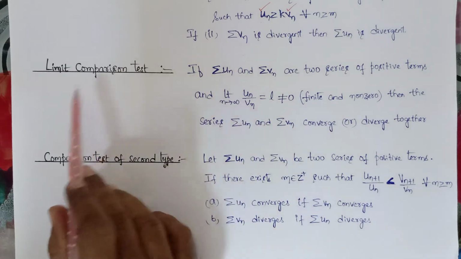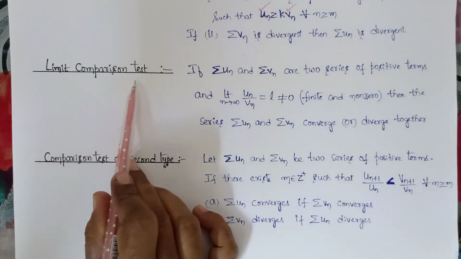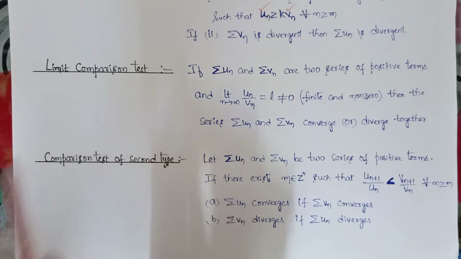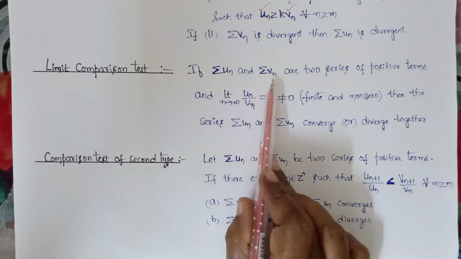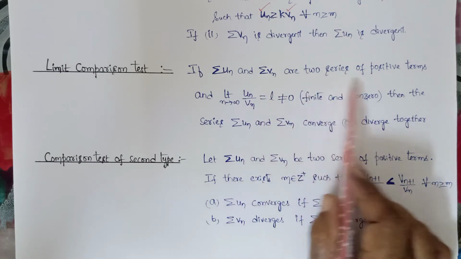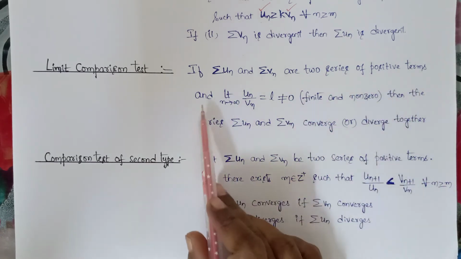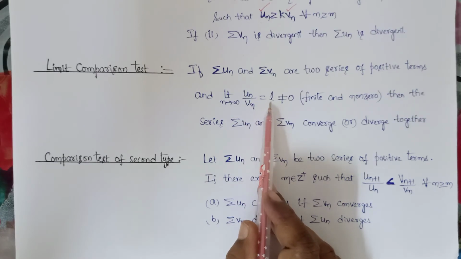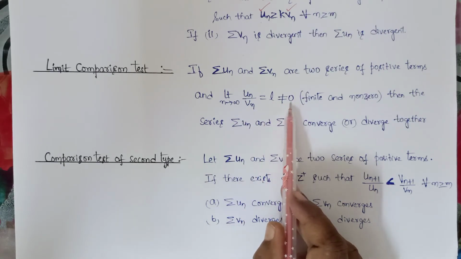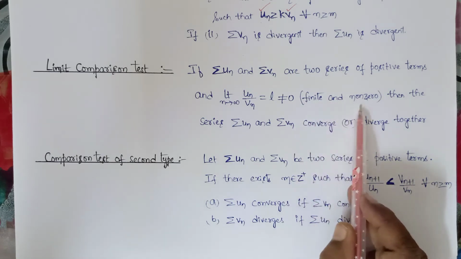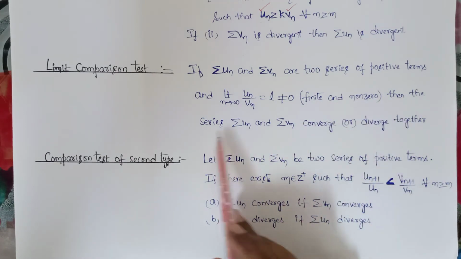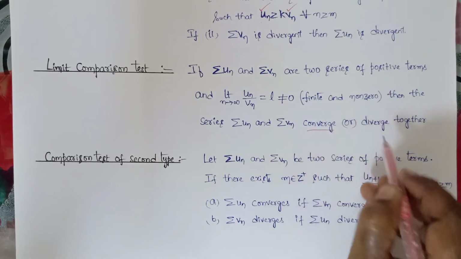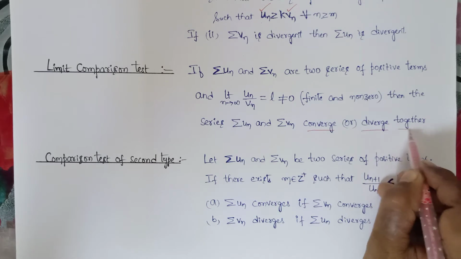Next we are going to a very important test, the limit comparison test, which is very helpful for solving problems. Limit comparison test: if sigma un and sigma vn are two series of positive terms and limit n tends to infinity, un by vn equals L, that is not equal to 0, that should be finite and non-zero, then the series sigma un and sigma vn both converge together or both diverge together.